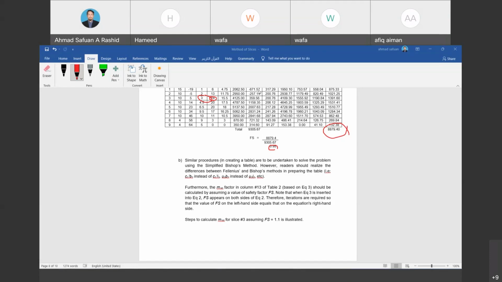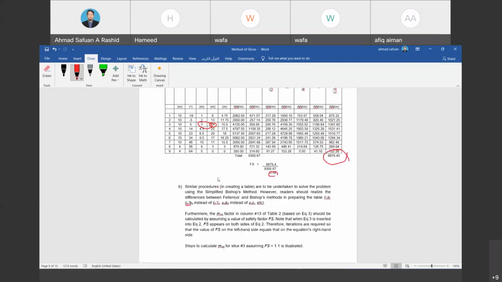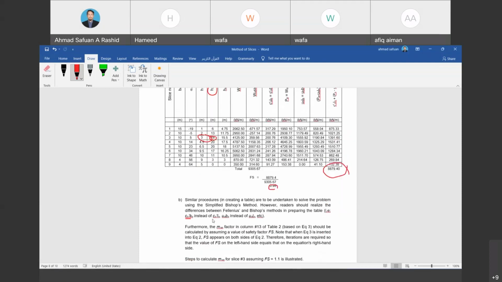Now we move to the Bishop. A similar procedure in creating a table is to be undertaken to solve the problem using the simplified Bishop method. However, the reader should realize the difference between the Fellenius and Bishop methods in preparing the table. So this is some of the difference, which is C B, while in Fellenius they use C L, and U B instead of U L.